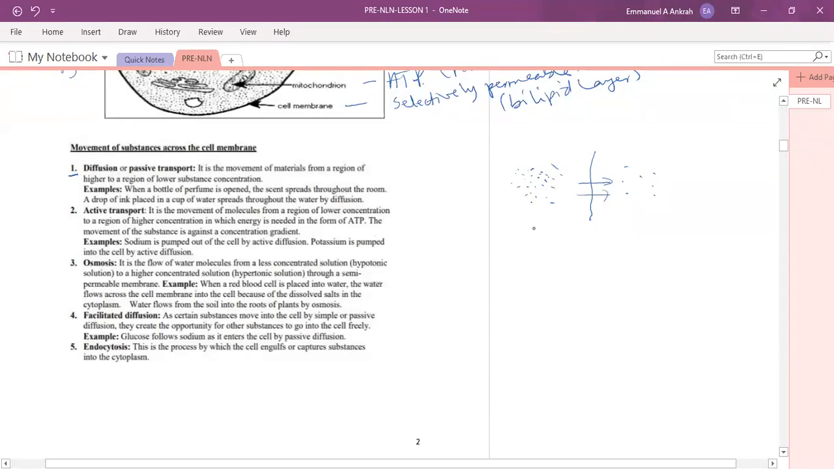So I use the example of a crowded room. People want to be free, so they start moving outside where there's less people. That is simple diffusion, okay, or passive transport. No energy is needed over here. Okay, so that's a key. Passive, no energy needed. Okay, right. And an example would be when a bottle of perfume is opened, the scent spreads throughout the room.